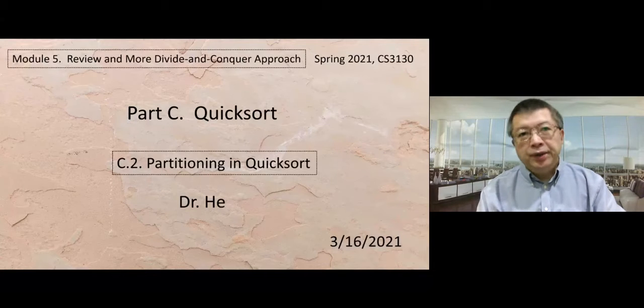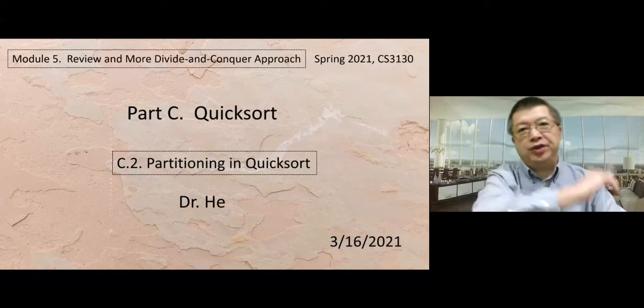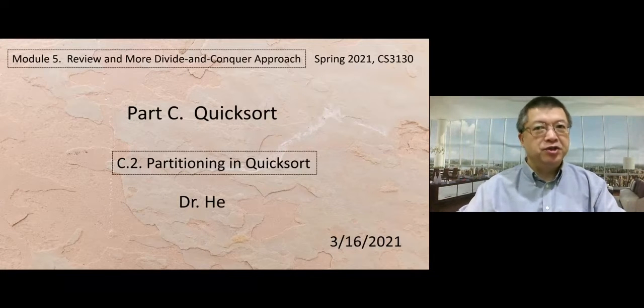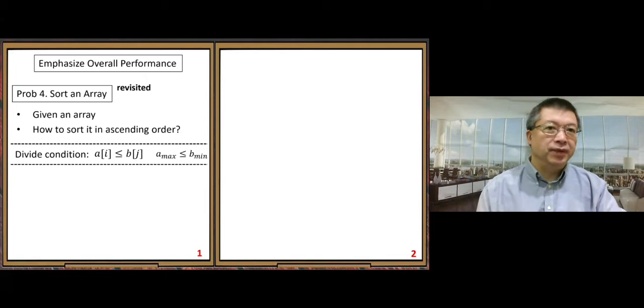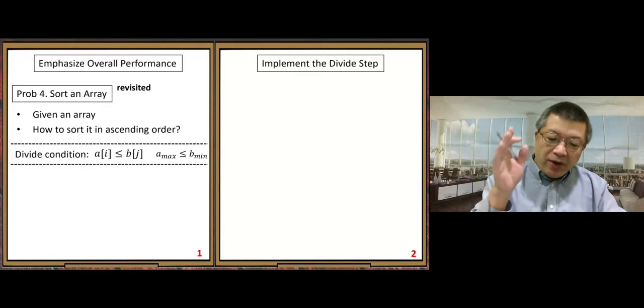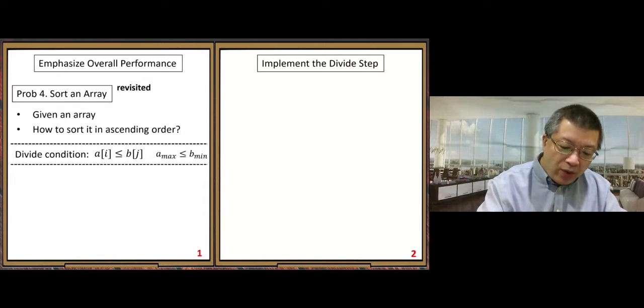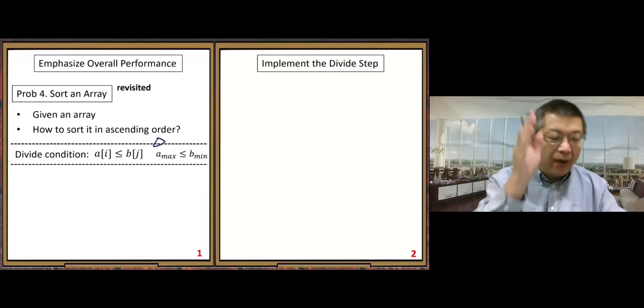Part C.2, partitioning in Quicksort. This is the most important step, so we will spend a lot of time to study the details. All right, so here we know the property we want to make. This is the key property.